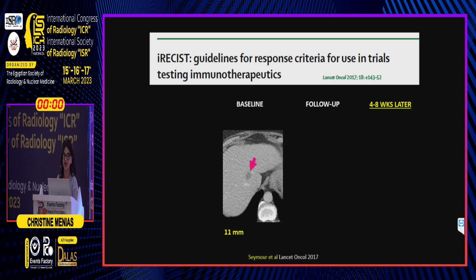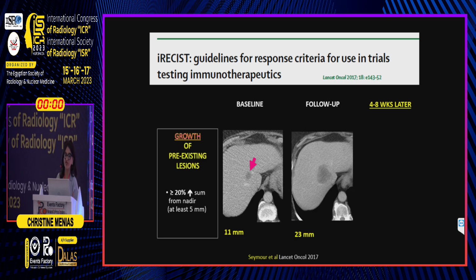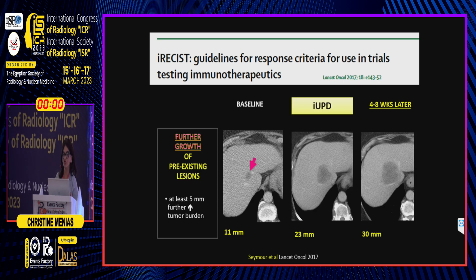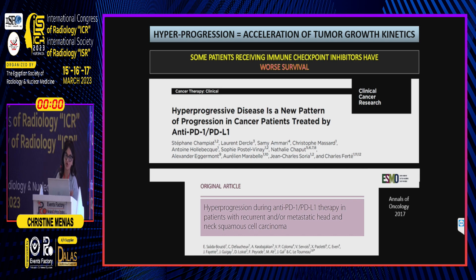So here's a baseline patient. On the follow-up, it's getting bigger, and you can see this is 4 to 8 weeks. It's confirmed progressive disease. This is somebody who's going to be off immunotherapy.